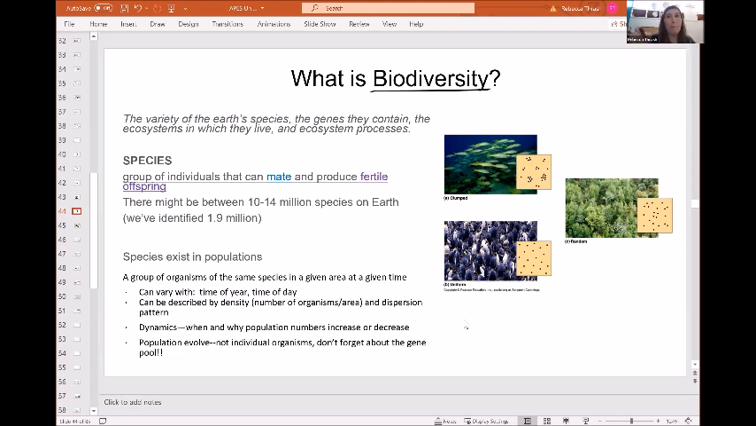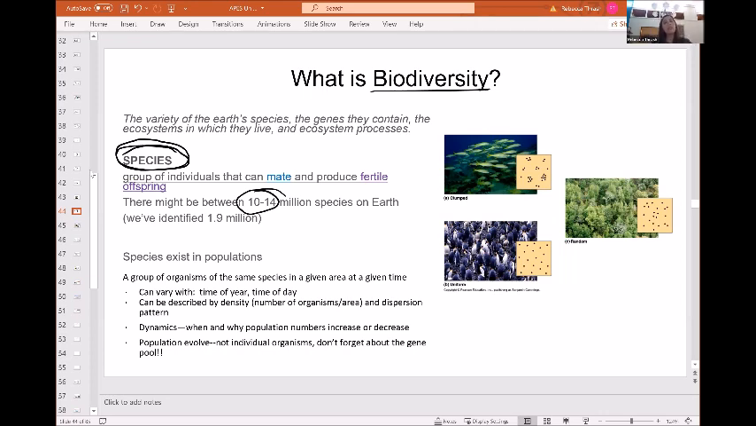When we're talking about biodiversity, our unit here is on the species level. If you remember from biology, we define a species as a group of individuals that can mate and produce fertile offspring. So this can't be like a hybrid where the male and female are reproductively capable, but when their offspring are born, they're sterile. That still means that they're different species. Now, we've identified maybe about 2 million species, but there's estimated to be about 10 to 14 million total on Earth. So lots and lots to still discover.